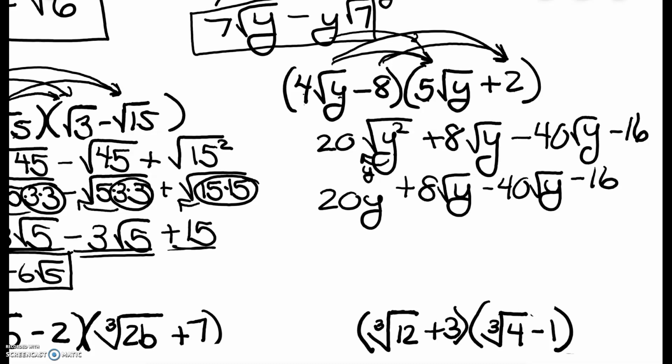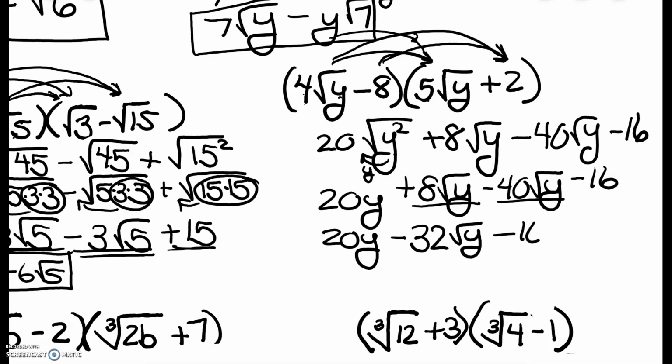So now let's look for like terms. I don't have any like terms for 20y or for negative 16, but I do have 2 like radicals that I can combine. So it's 20y minus, let's see, 8 minus 40 is a minus 32 radical y minus 16. All right, so that is the answer for that one.